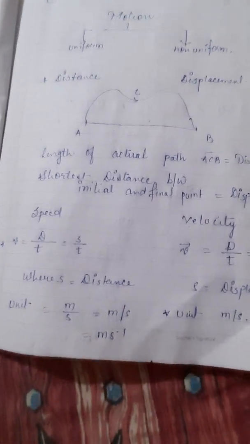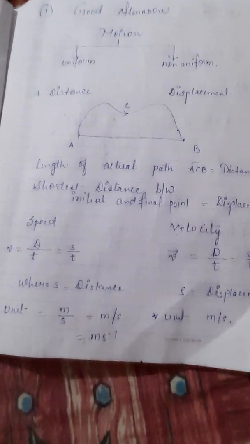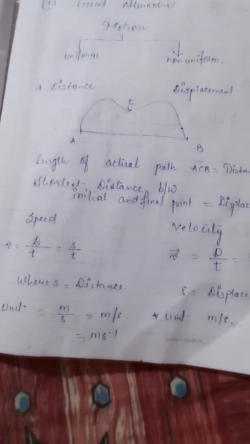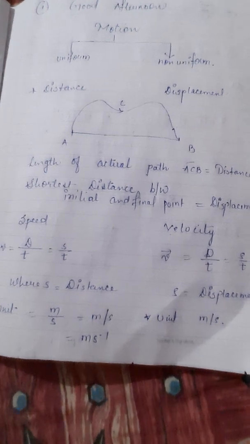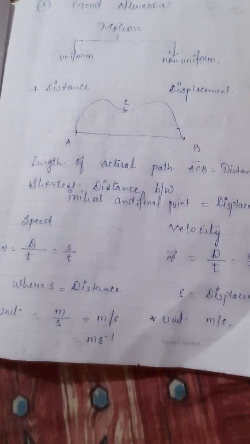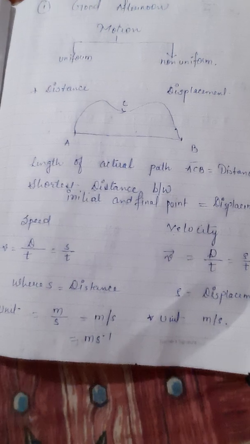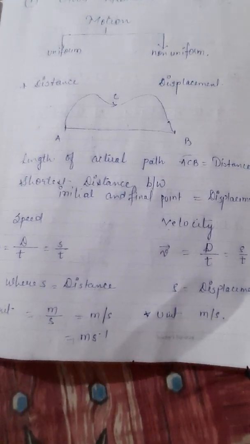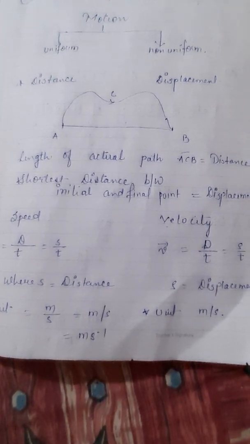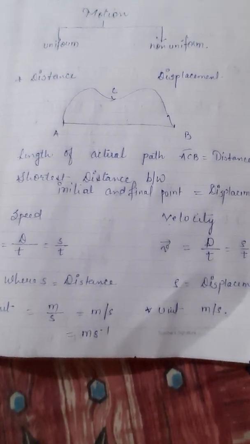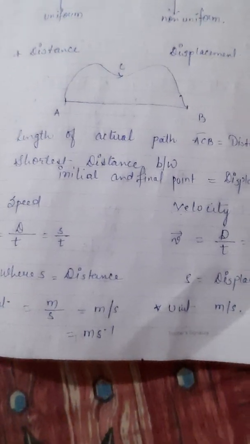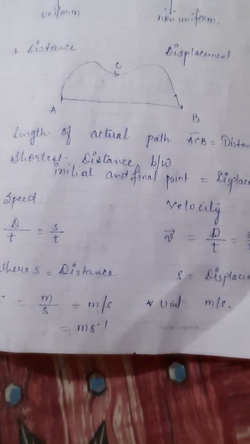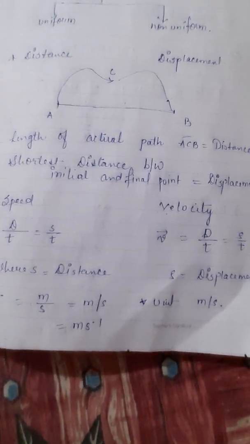Today we are going to discuss some numerical problems based on motion. Before that, we'll have a quick revision of what we have discussed. We have defined motion. The definition of motion is: a body is said to be in motion if it changes its position with time and reference point, and a body is said to be at rest if it does not change its position with time and observer.